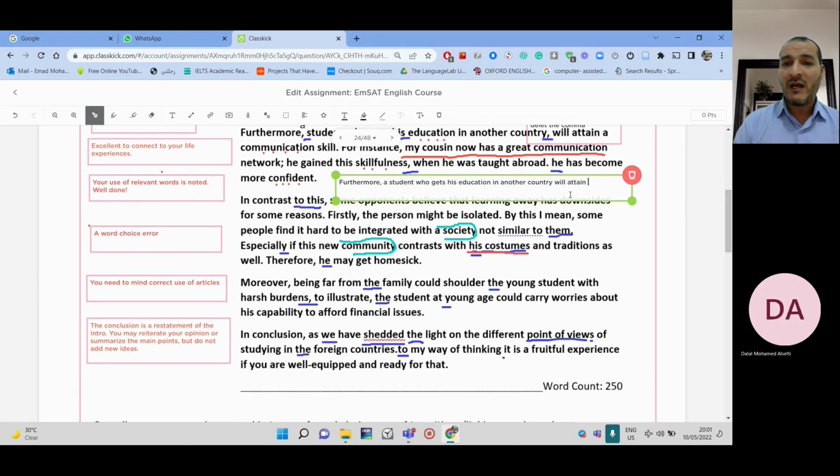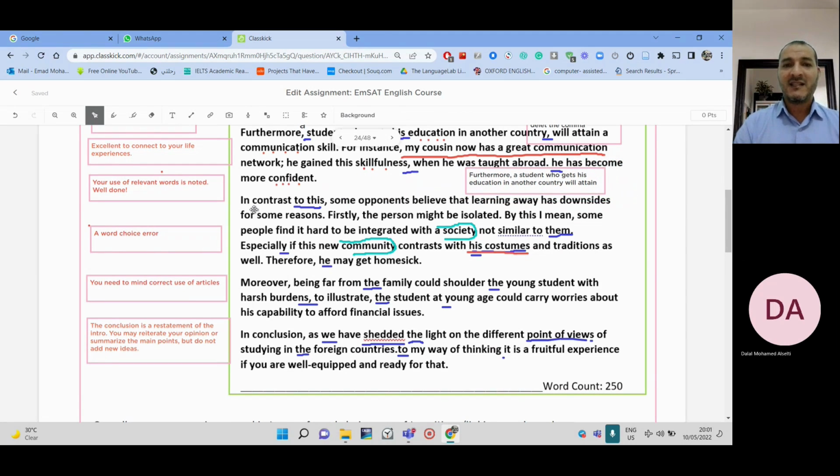Well, now, what about here? I want you to kindly read the next part. Now we finished advantages. We're going to move to the other side of the moon. Go ahead. In contrast to this. I know to drop this. You don't have to add it. In contrast, comma. I know this.